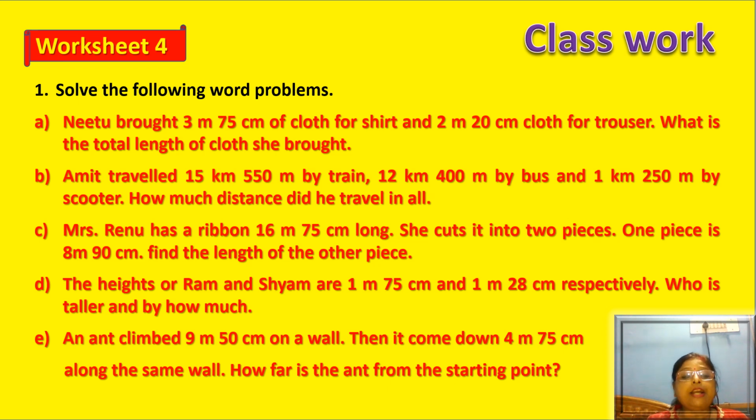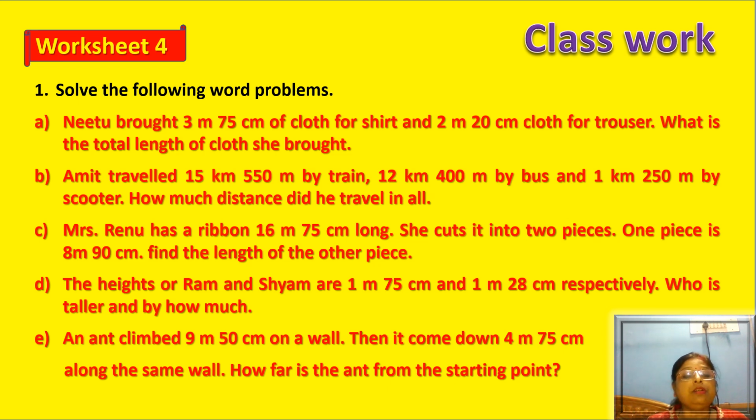Next one: The heights of Ram and Shyam are 1 meter 75 centimeter and 1 meter 28 centimeter respectively. Who is taller and by how much? Here you can see the height of Ram is 1 meter 75 centimeter and Shyam is 1 meter 28 centimeter. Obviously, Ram is taller than Shyam. And by how much you have to find out. So you subtract, then you will get the answer.